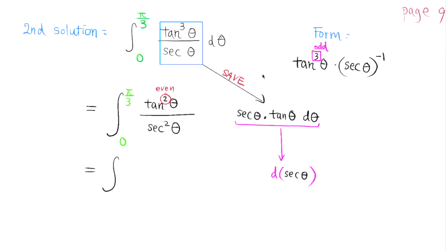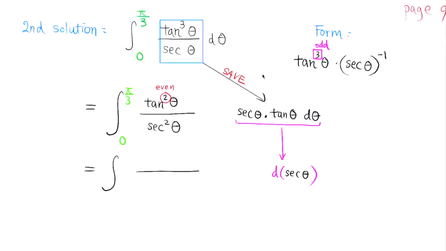Now the next integral. Now this becomes d of secant theta. So we need to express all of them in terms of secant theta. So using the identity, tangent squared is secant squared minus 1. Secant squared theta, you don't want to change it because it's already in terms of secant theta, right?